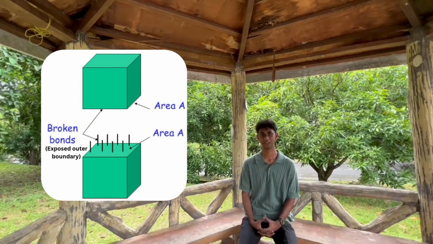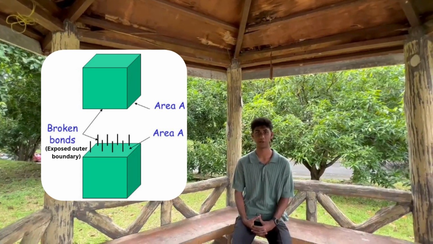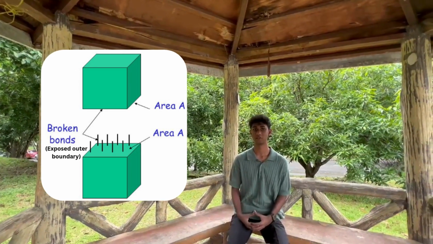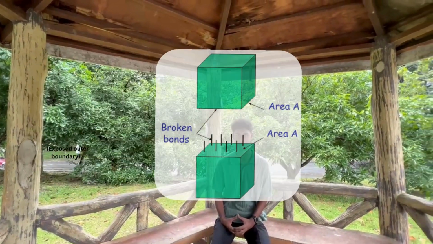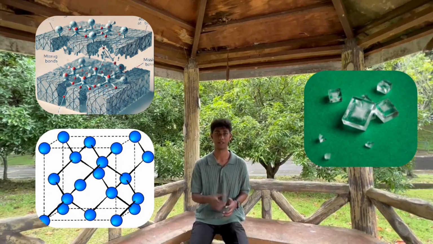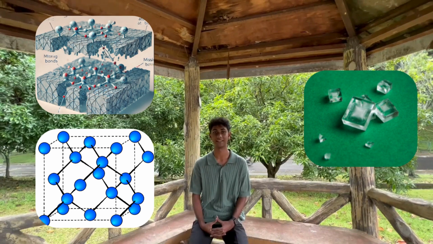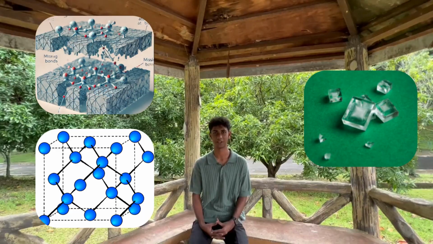A crystalline free surface refers to the exposed outer boundary of a crystalline solid, where the ordered lattice structure of a crystal abruptly ends, essentially creating a surface with broken atomic bonds and different atomic structures compared to a bulk crystal. So basically, it is a free surface that is exposed to interact with the surroundings.